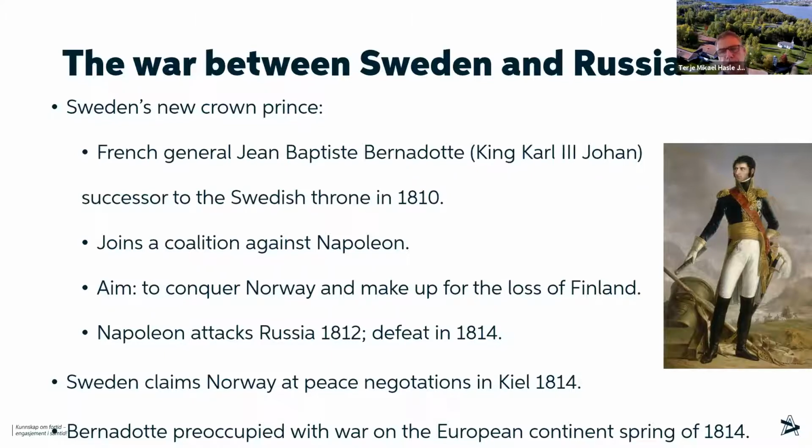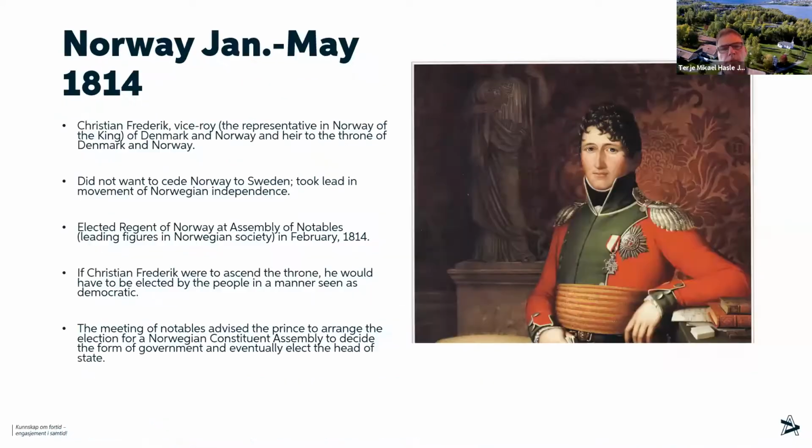Bernadotte, who was then the successor to the throne in Sweden, was preoccupied with war on the European continent in the spring of 1814. And because the Swedish army was preoccupied with establishing peace, they could not control what was happening in Norway. Because in Norway, things are taking place in the spring of 1814.